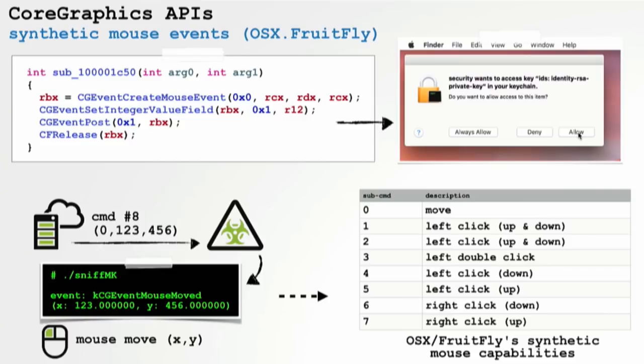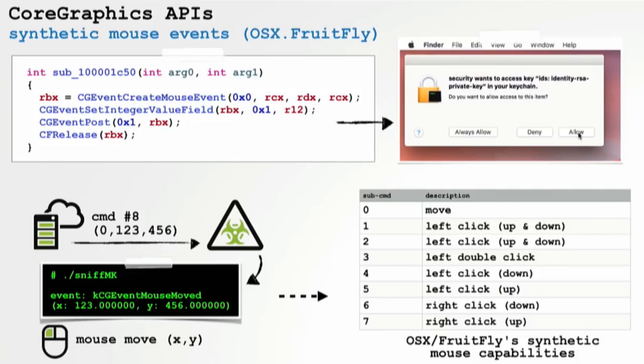So in the decompilation, we can see that it calls CGEventCreateMouseEvent and then also CGEventPost. So this indicates that this malware has the capability for generating synthetic events. So what I did was I created a custom command and control server that allowed me to task the malware. For command number 8, which was tied to what appeared to be the synthetic mouse events, I could task the malware and observe what it did. So this allowed me to map out the synthetic mouse capabilities of the malware.